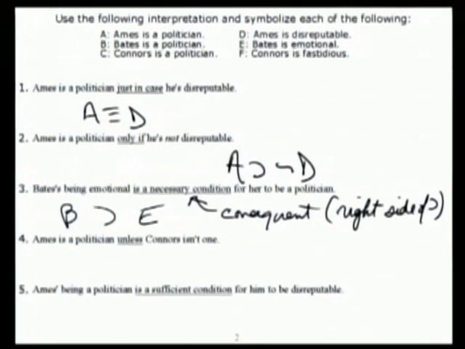All right, so what we find is that the necessary conditions go in the consequent, but once again, the wording might throw you off here in number 3, because in this case, it doesn't say it's a necessary condition of Bates's being emotional that Bates be emotional in order for her to be a politician. It doesn't say it in that word order. It says Bates's being emotional is the necessary condition. But since that's the necessary condition, it goes in the consequent, because it would have to be true in order for the implication to come out true.